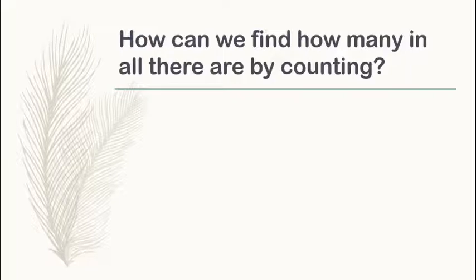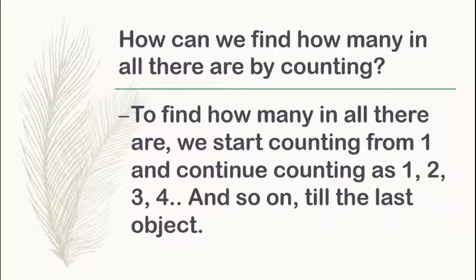So, how can we find how many in all there are by counting? When we are finding the total number of an object, we need to count, right? But how? That's right. We find how many in all there are when we start counting from 1 and continue counting as 1, 2, 3, 4, and so on till the end of our objects.